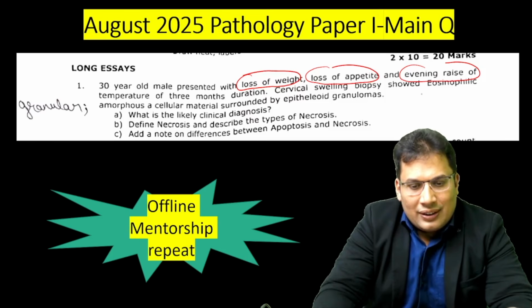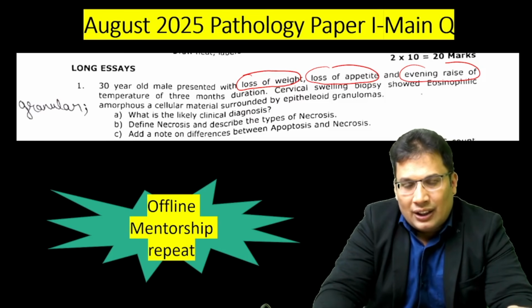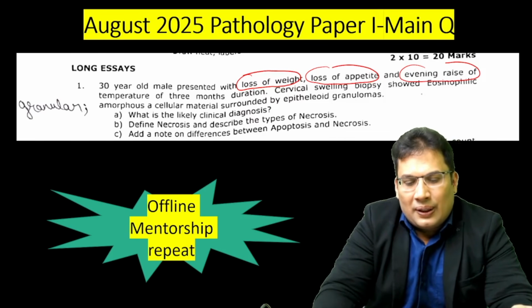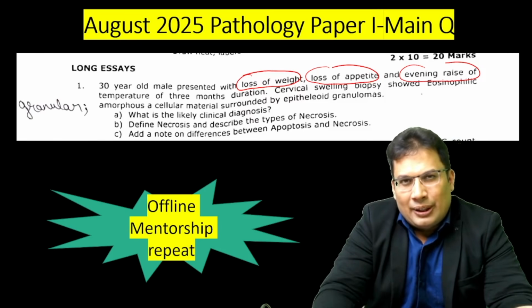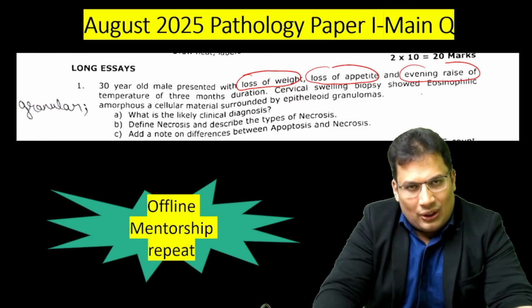Define necrosis, describe the types of necrosis. Add a note on differences between apoptosis and necrosis. So it's an offline mentorship repeat. We discussed it many times in our offline classes.